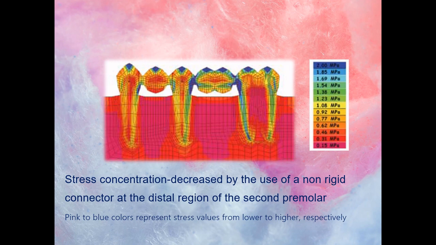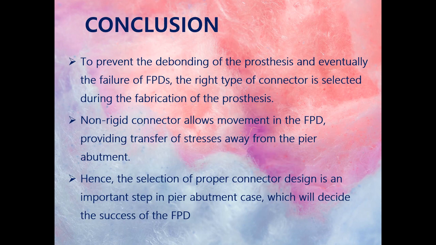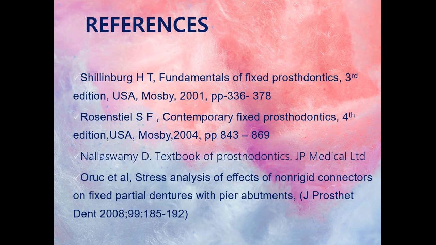Finally, concluding this session, to prevent the debonding of the prosthesis and eventually the failure of FPDs, the right type of connector should be selected during the fabrication of the prosthesis. In case of a pier abutment, a non-rigid connector allows movement in the FPD, thereby transferring stresses away from the pier abutment. Hence, selection of proper connector design is an important step in a pier abutment case, which will decide the success of the FPD. So these are the textbooks and articles that I have referred for this session.